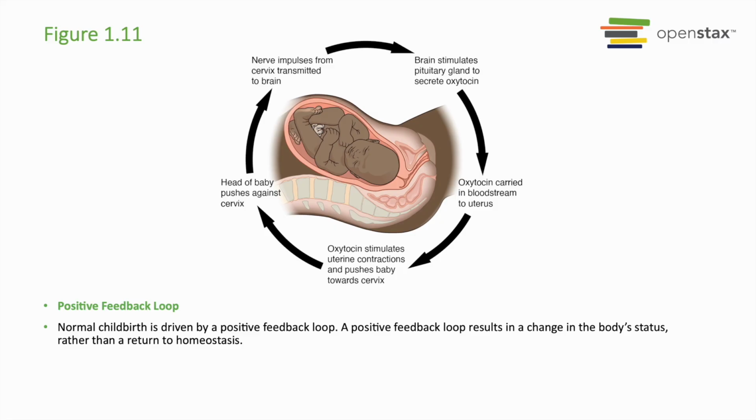Initially, the head of the baby pushes against the cervix, transmitting nerve impulses from the cervix to the brain. Next, the brain stimulates the pituitary gland to secrete oxytocin, which is carried in the bloodstream to the uterus. Finally, the oxytocin stimulates uterine contractions and pushes the baby harder into the cervix. As the head of the baby pushes against the cervix with greater and greater force, the uterine contractions grow stronger and more frequent. This mechanism is a positive feedback loop.